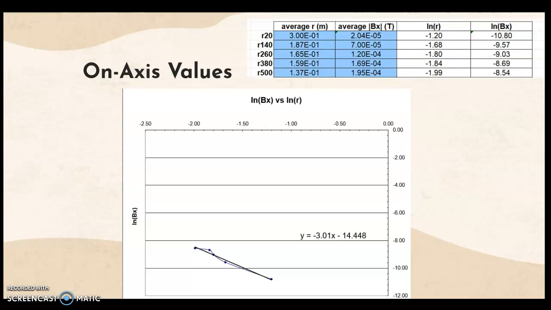From a plot of absolute value of B versus r, it is difficult to tell exactly what the experimental value of n is unless we use curve fitting software. However, if we take the logarithm of both sides of the initial equation, we get that ln of Bx equals ln of k plus n ln of r. Because ln of Bx and ln of r vary, but n and k are constant, this plot will give us a straight line with a slope n and intercept ln of k.